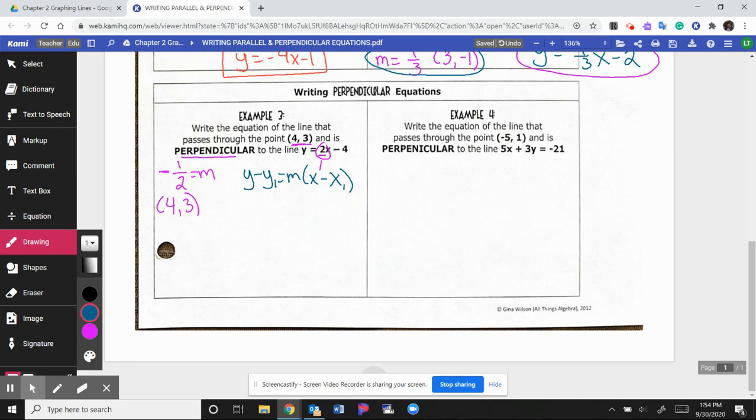Again, pause the video, and I want you to try substituting this information into the correct spot and getting it into slope intercept form.